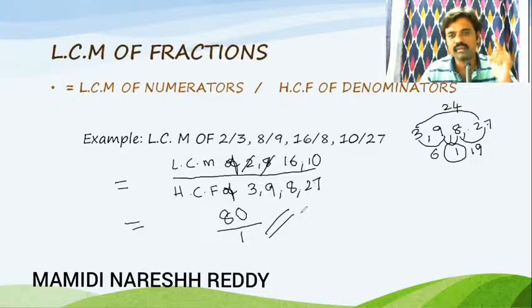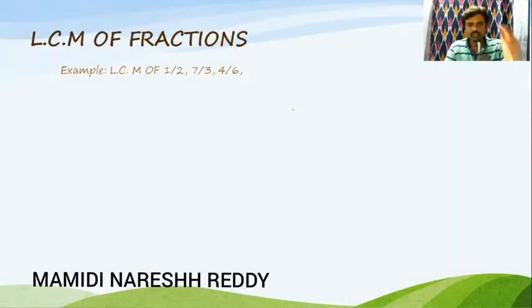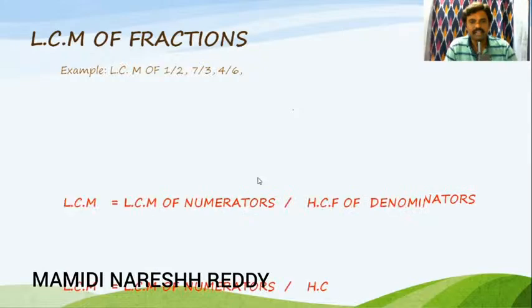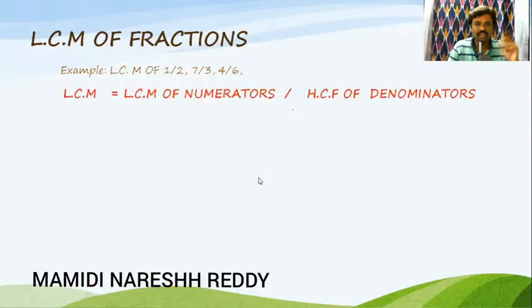Then you will get an idea how to find the LCM of fractions now. Let's see 7 by 3 and 4 by 6. Write the formula: LCM is equal to LCM of numerators by H.C.F of denominators, as we have learned already in the first problem. So let us see now how it works.